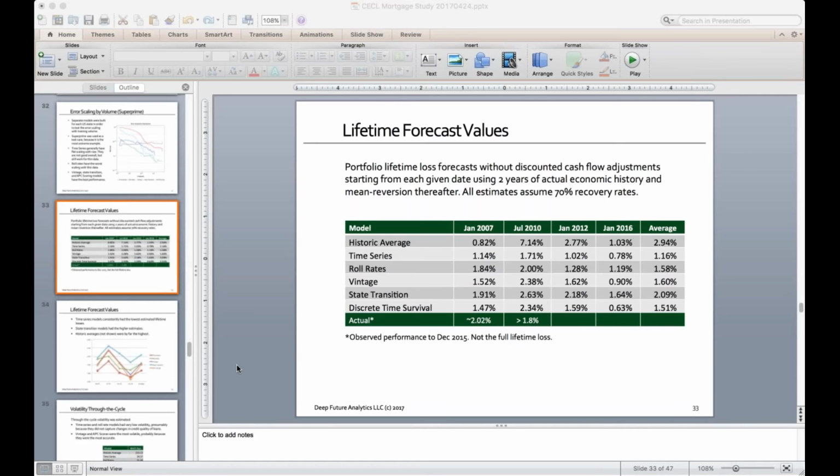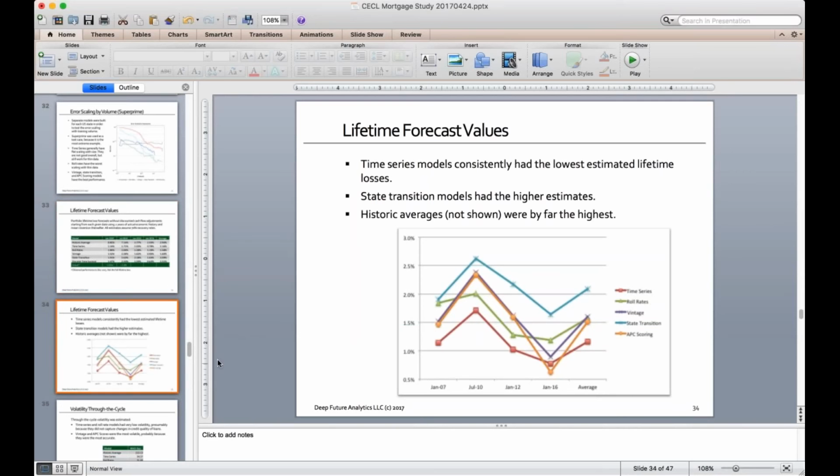If I make a graph of what's on there, it becomes very obvious. Just because of the internal extrapolation properties of the models, the state transition model has the highest lifetime loss forecast all the way along. And I have to admit, I don't have a theory for why this is. This is just an empirical result we found. The time series model had the lowest lifetime loss forecast. The difference there is a factor of 2, and you can see the other models are in between. So you can make a choice based on accuracy, and yet the possible final result can vary by a factor of 2. It's quite striking.